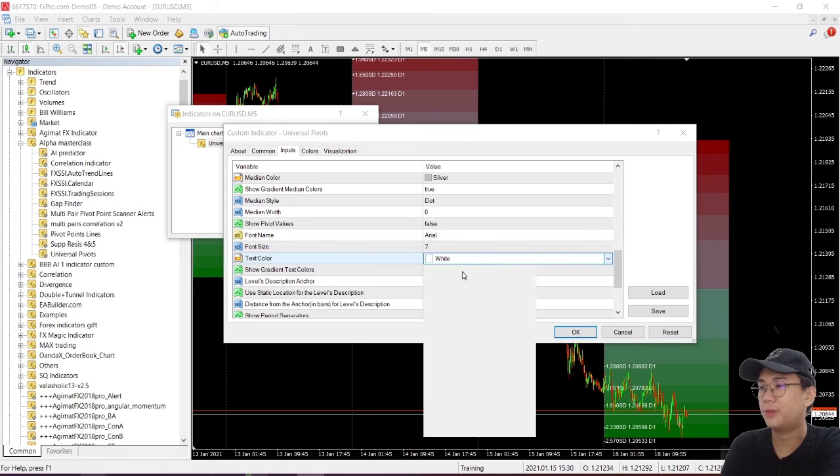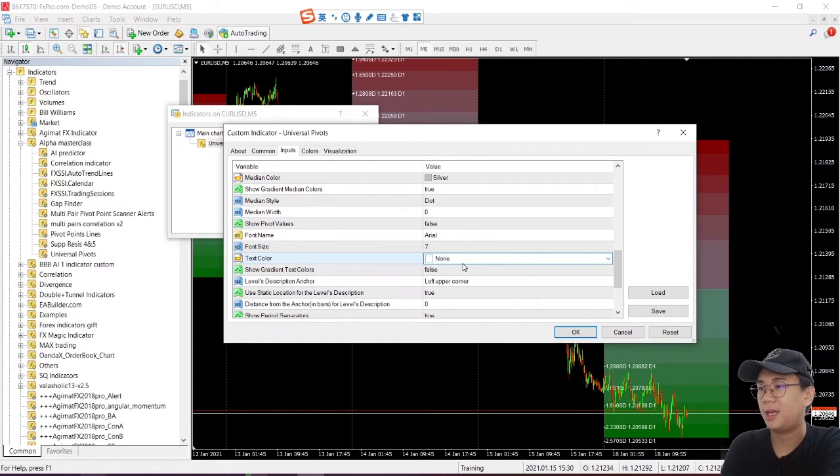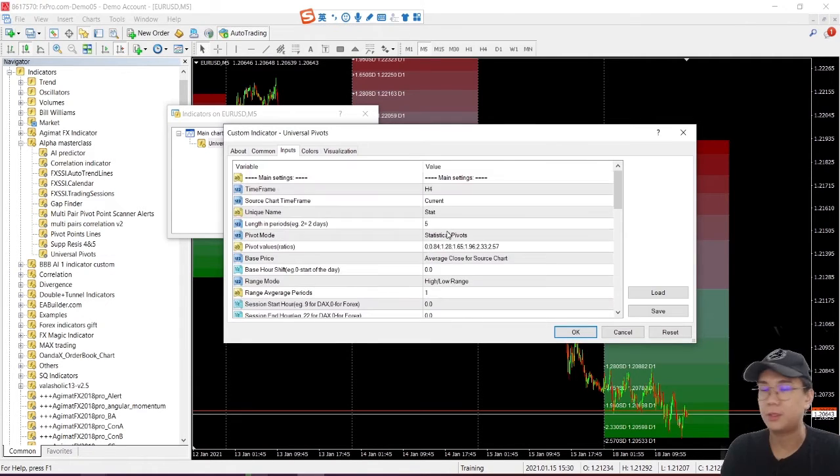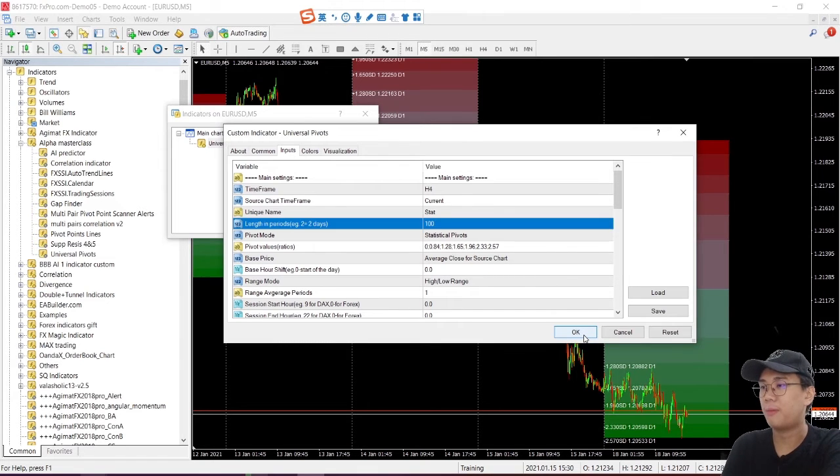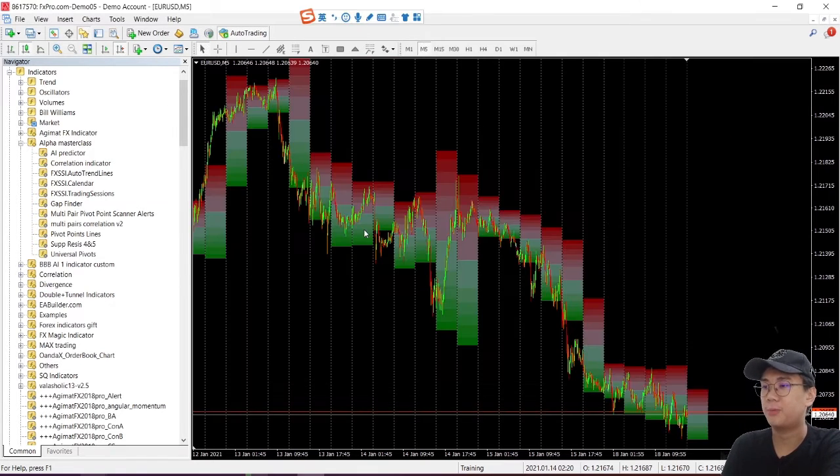and the second one, you change the text color to none. Alright, I do not need to see the text, and I want to see a longer period of time. I want to see more support and resistance throughout the periods. So I will go to here, length in periods, and change it to a bigger number, maybe hundreds, right? This will be a little bit laggy for certain computers, but for mine, I'm already okay with that.